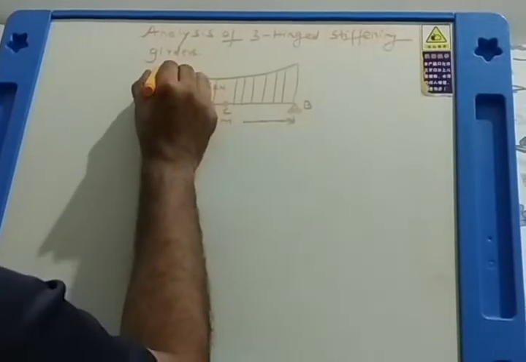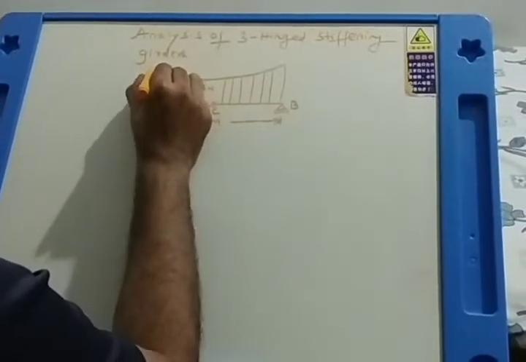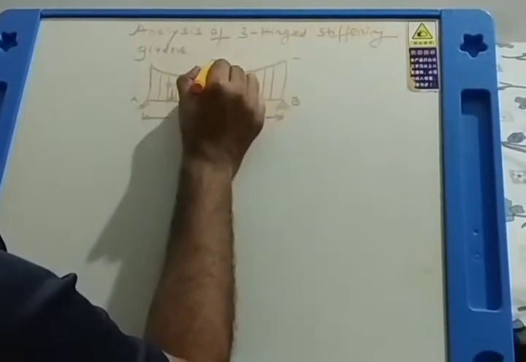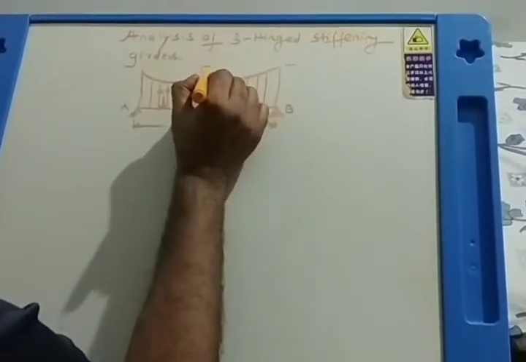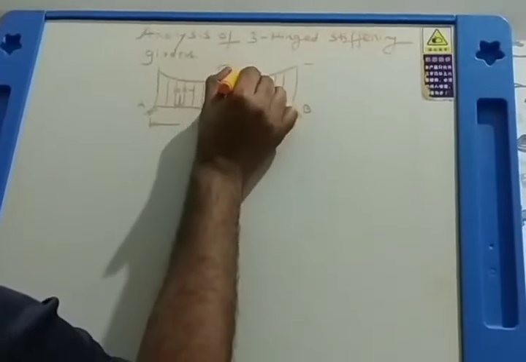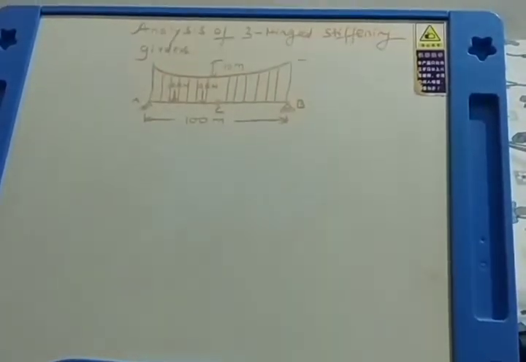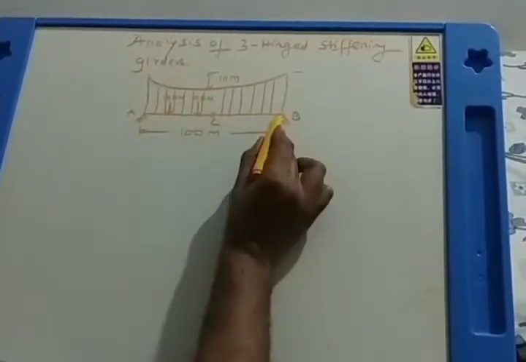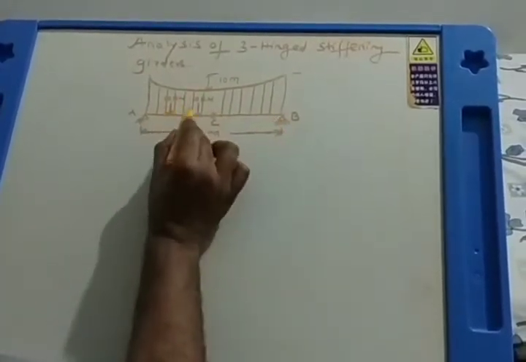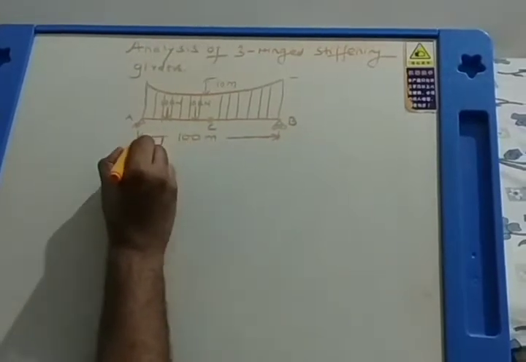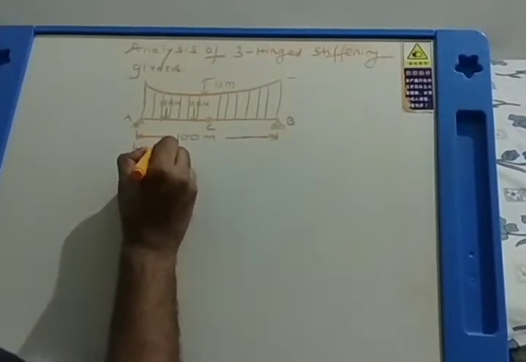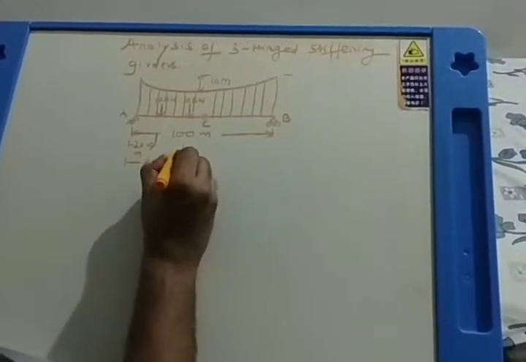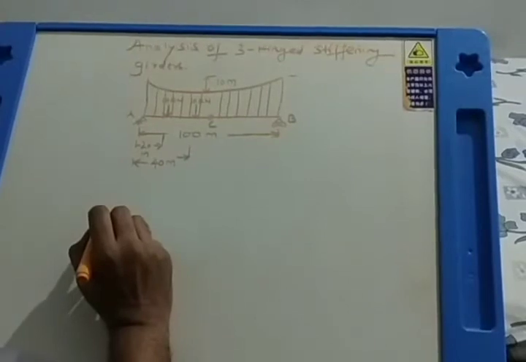And then the cable has a central dip. You can see this is the cable. It has a central dip, that is this dip, which is equal to 10 meters. So this is the description that is given as far as the three-hinged stiffening girder with supporting cable. The span is 100 meter. The loads are 10 kN, 10 kN. This is 20 meter. And this is 40 meter. I hope you are understanding the description of the problem.